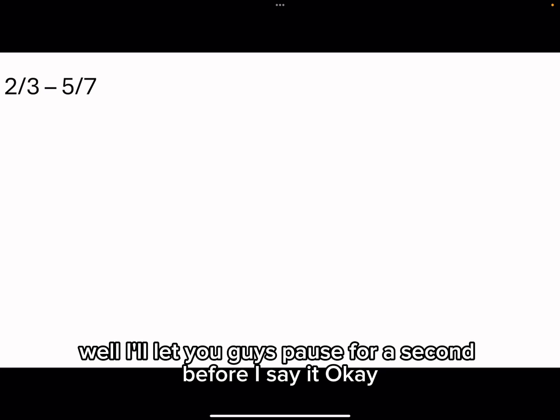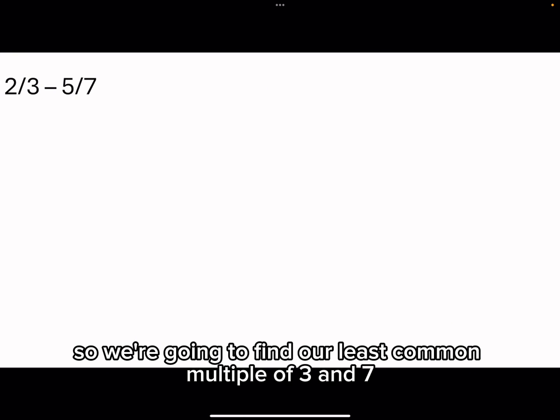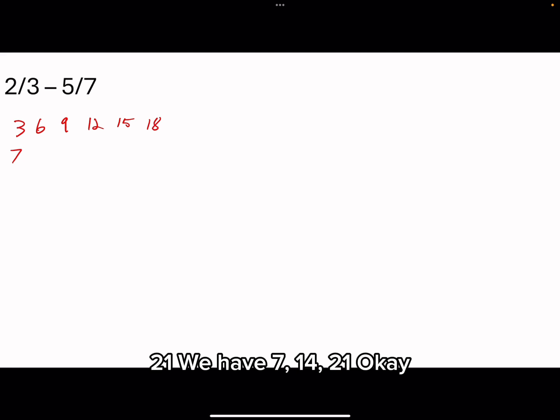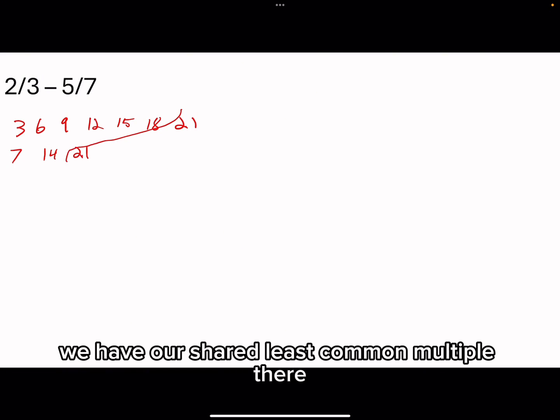Okay, here we have 2 over 3 minus 5 over 7. So first step here is going to be... I'll let you guys pause for a second before I say it. Okay, so we're going to find our least common multiple of 3 and 7. So we have 3, 6, 9, 12, 15, 18, 21. We have 7, 14, 21. Okay, we have our shared least common multiple there.